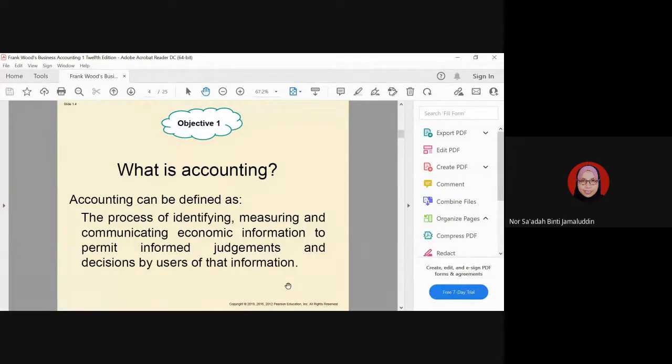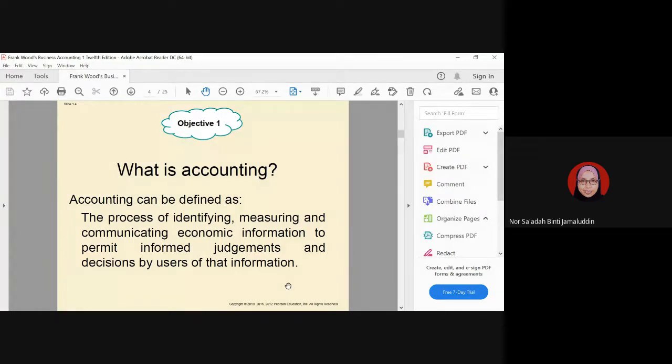Before this, I also gave you the process that you must follow in order to prepare the financial statement. The process involved in preparing financial statements cannot be simply done, but you must follow it. Firstly, you must identify, and then secondly, you must measure, and thirdly, you must communicate.